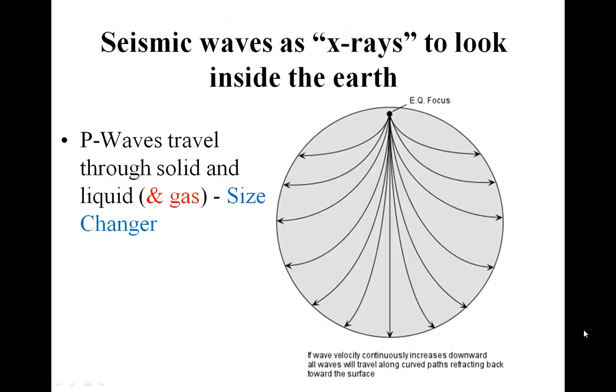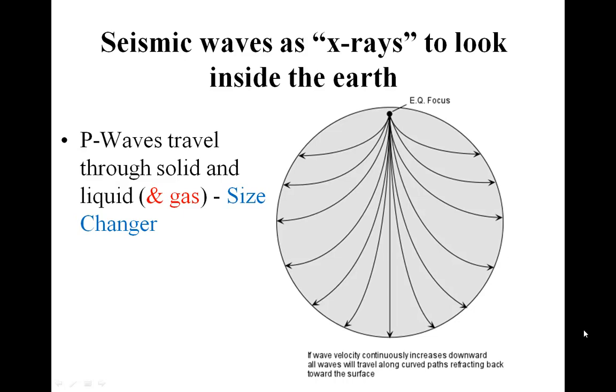Seismic waves are X-rays that look inside the Earth. P waves travel through because they are size changers. Solids do not like their size change, so it'll pass through a solid. Liquids do not like their size change, so it'll pass through a liquid. Gases can be compressed and expanded, so it will not pass through a gas, but that works out really well because the Earth doesn't have gases inside.